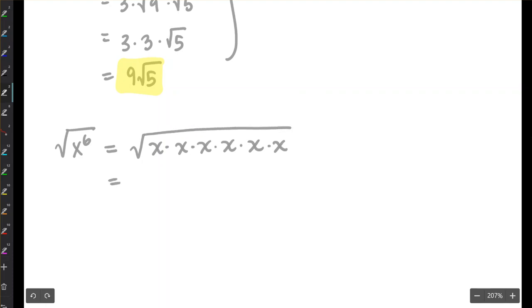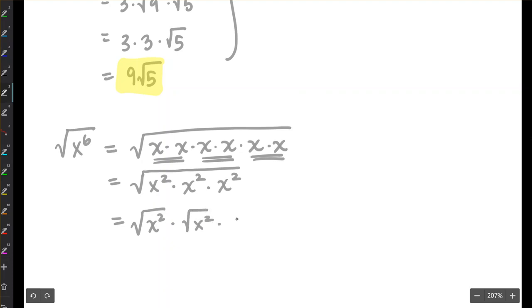There's some perfect squares here. x times x is x squared, x times x is x squared, and x times x is x squared. I can now use my product property. The square root of x squared times the square root of x squared times the square root of x squared. In our book, it's telling us that all the variables here are positive, so I don't need to deal with absolute value. The square root of x squared is just x.